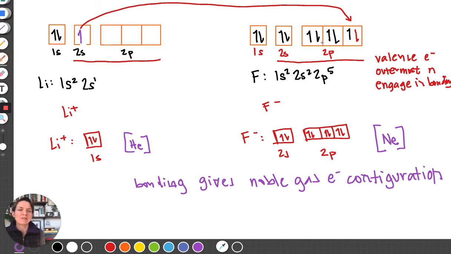Same thing for our fluorine, right? Fluorine could gain one to become neon, or it would have to lose 7. That just doesn't even make sense. So of course that's not what happens.